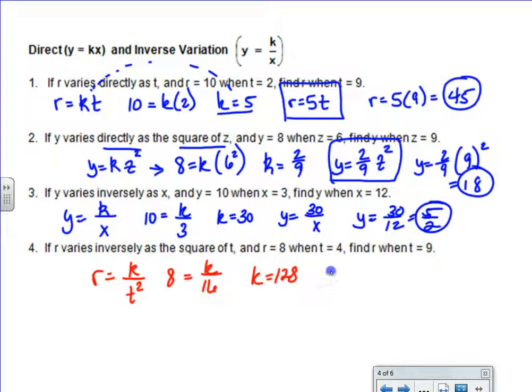So I know my constant of variation now. I could substitute that back into the general equation. That's my equation. Now find r when t is 9. So 128 divided by 9 squared would be divided by 81. I am not smart enough right now to do this. Well, that's boring. It's just 128 over 81.